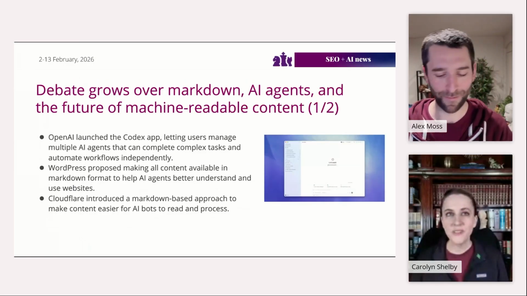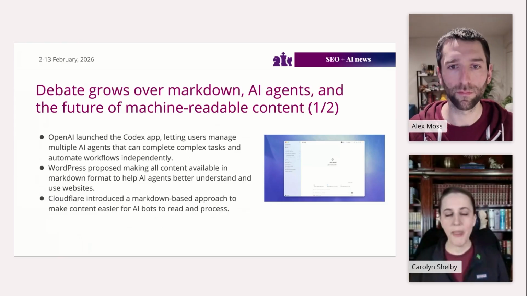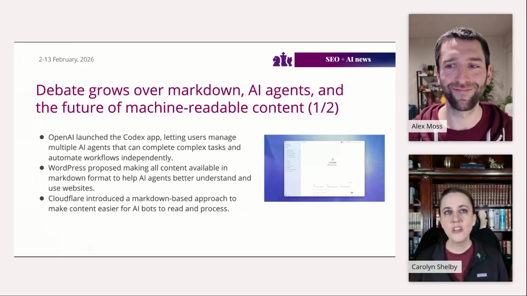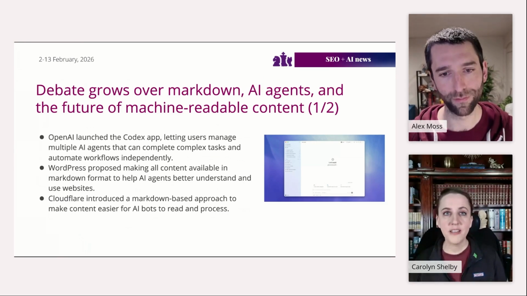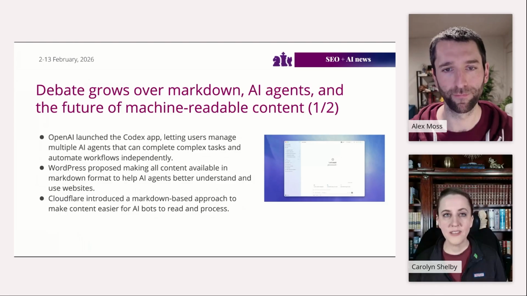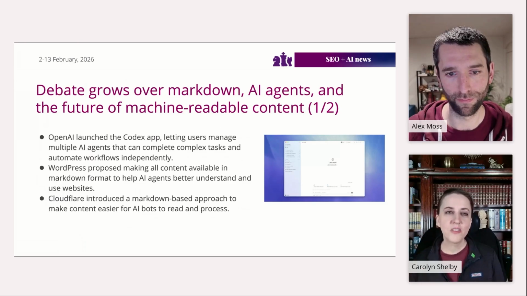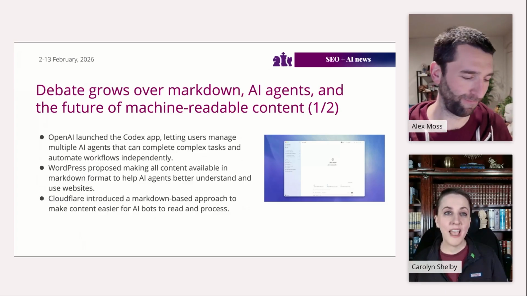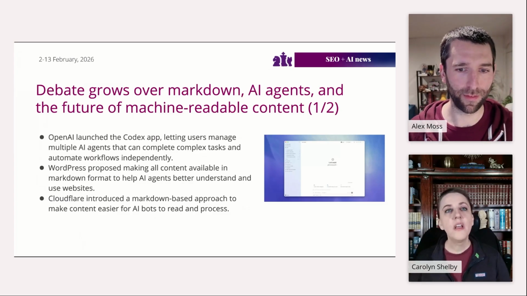Well, and that kind of brings us into the debate growing over markdown, AI agents, and the future of machine-readable content. OpenAI has now launched the Codex app, which lets users manage multiple AI agents that can complete complex tasks and automate your workflows independently. WordPress has also proposed making all content available in markdown format to help AI agents better understand and use websites. I think that's reasonable.